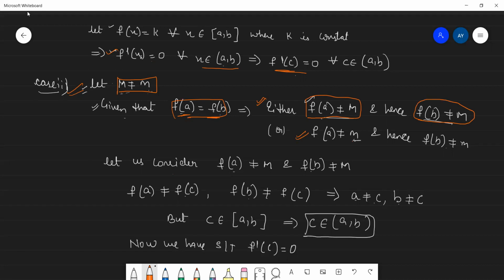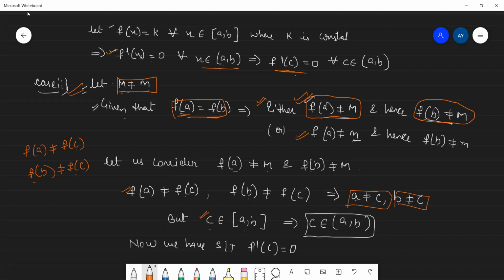So now let us consider f(a) is not equal to M and f(b) is not equal to M. So we have to assume f(a) is not equal to f(c), and f(b) is also not equal to f(c). From this condition, as f(a) is not equal to f(c), we can write a is not equal to c. And as f(b) is not equal to f(c), we can write b is also not equal to c. But what is the condition that we actually have?